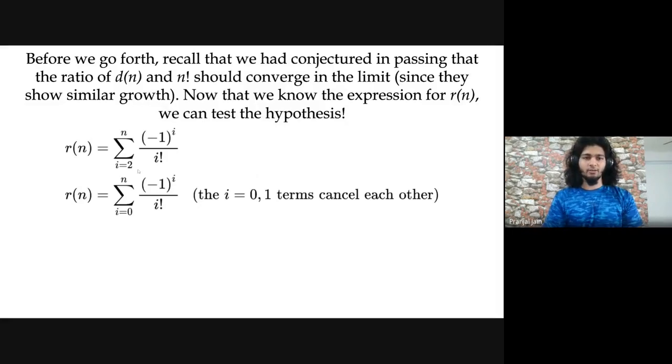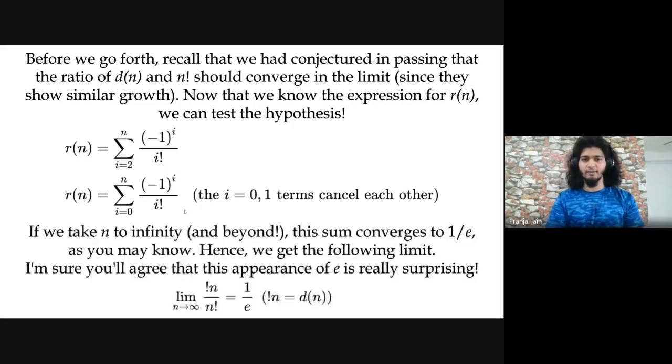So I have written that down and I have changed this lower bound from 2 to 0. And that is allowed because the zeroth and first terms actually cancel each other out. You get minus 1 to the 0 over 0 factorial, which is 1. And then you get minus 1 to the 1 divided by 1 factorial, which is minus 1. So the sum is 0. So they cancel each other out and you are basically left with this one. So I've written it this way because this form is a bit more familiar.